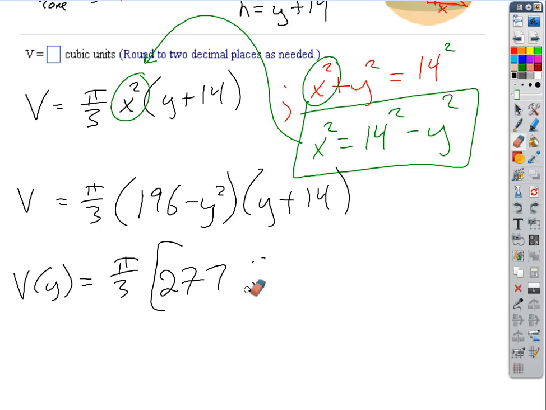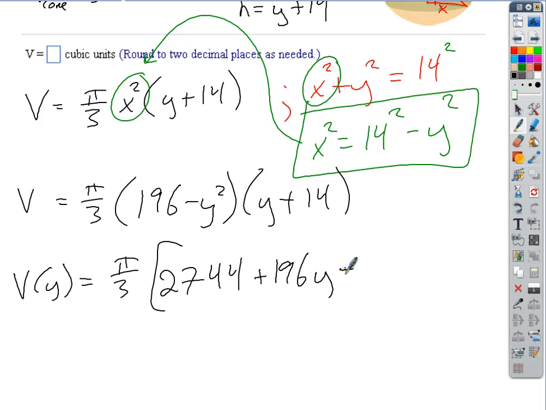So plus 196y minus, what am I forgetting here? I got those guys, I got these guys. First, you need your first, negative y cubed. So I'm going to get minus 14y squared minus y cubed if I just did it backwards. Is that right? You got your first, your outsides, your insides, you got your last. Yeah, that's good, right? Okay, just backwards. So there's V of y.